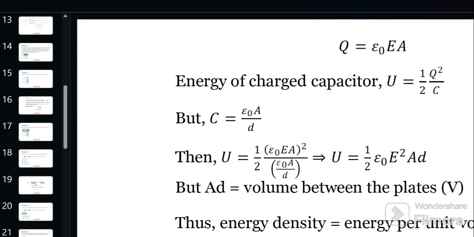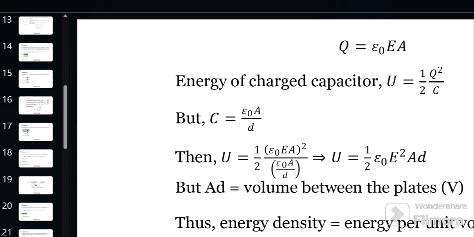The charge on one plate can be given by epsilon naught, electric field, into the area. So electric field into the area can be converted into charge in the entire capacitor. For the entire capacitor plate, the total charge will be the charge per unit area into the area.